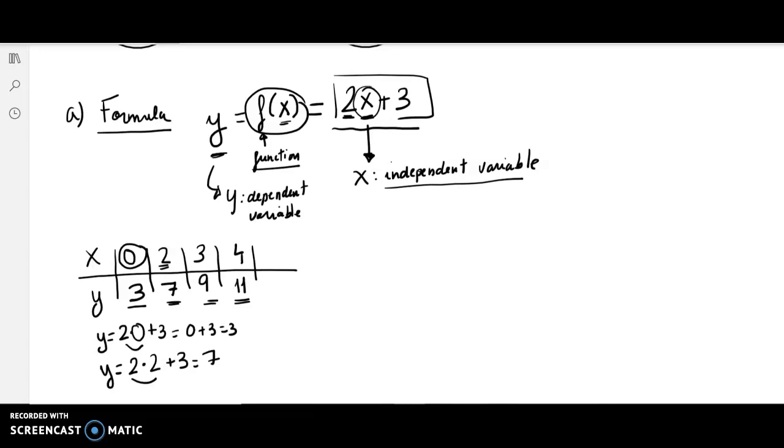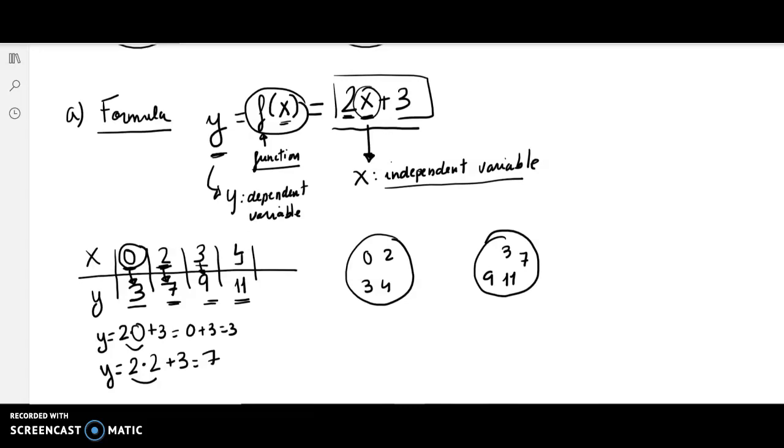Okay, so as you can see, for each number of x, we have a relationship to the set y. Okay, we can put these numbers in two sets, and this is the definition of function that we have seen before. So we have here the 0, the 2, the 3, and the 4, and in the second set we have 3, 7, 9, 11.